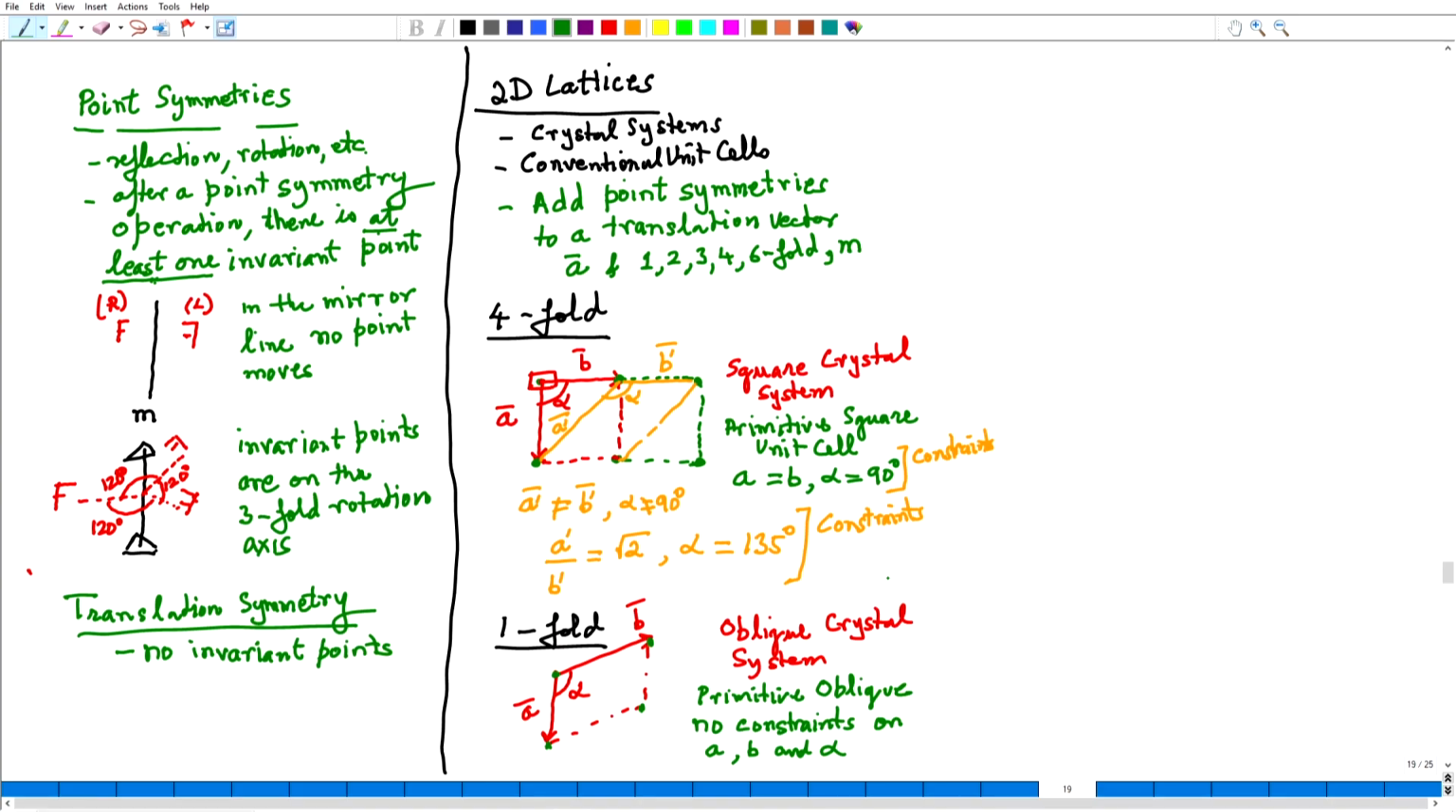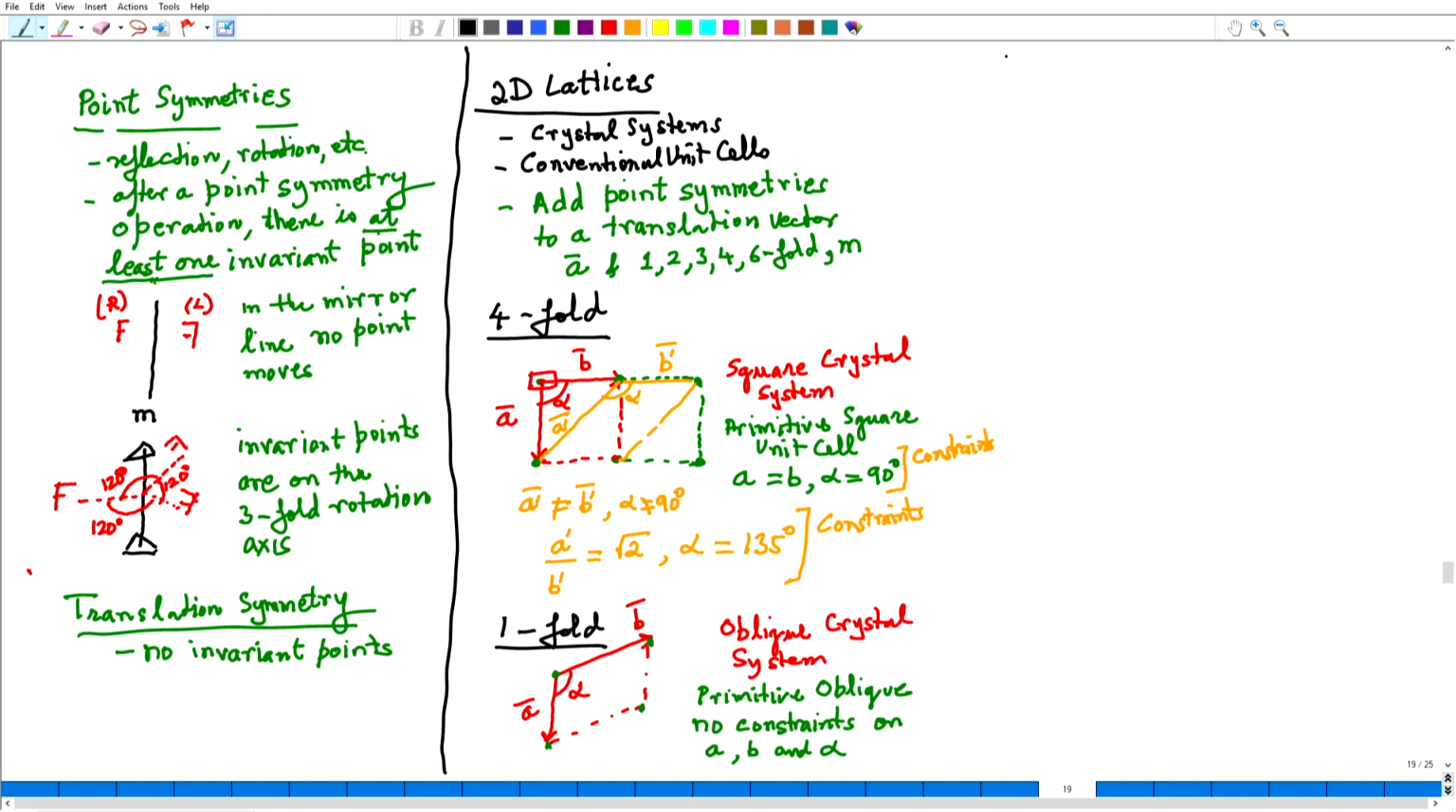Or another way to say that: what does the not-equal-to sign mean? One can put "not necessarily equal," as is introduced in some literature and books. But let us keep it like this: no constraints on A, B and alpha. When you see A equals B, that means there are constraints. If you see alpha is equal to 90 degrees, then there are some constraints, because when you choose a different unit cell, then the constraints will change.